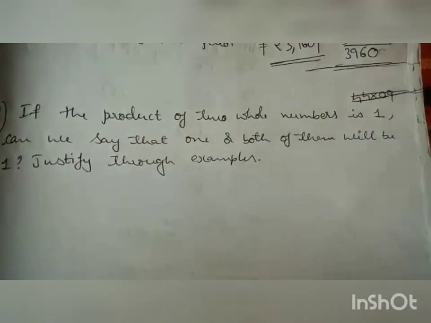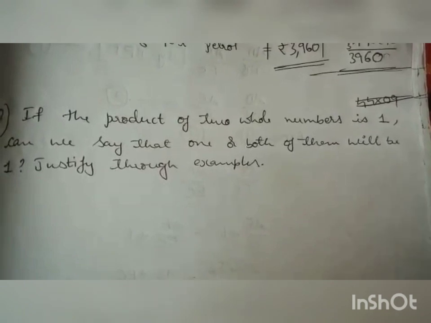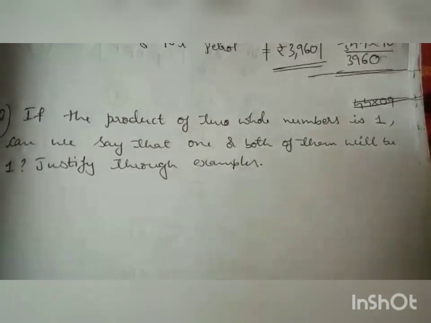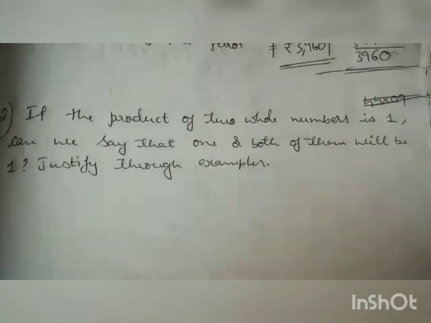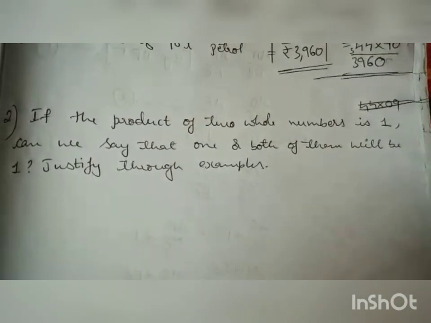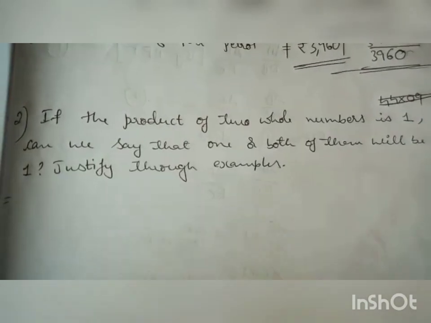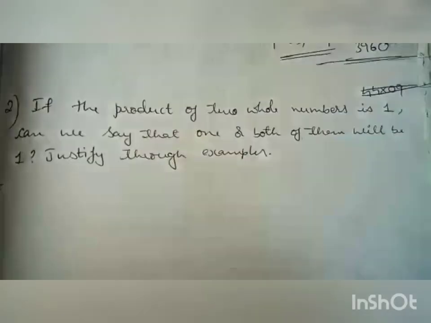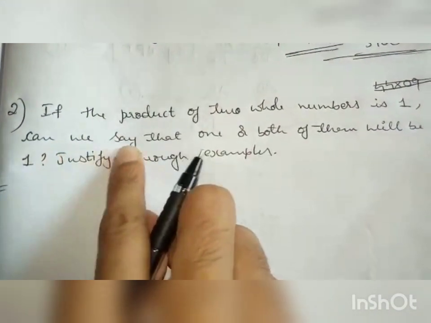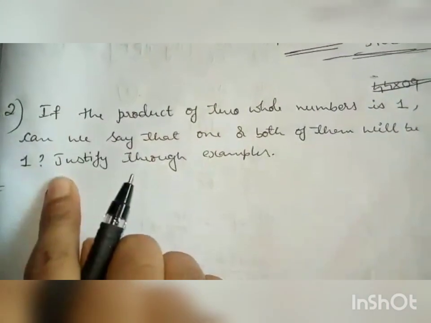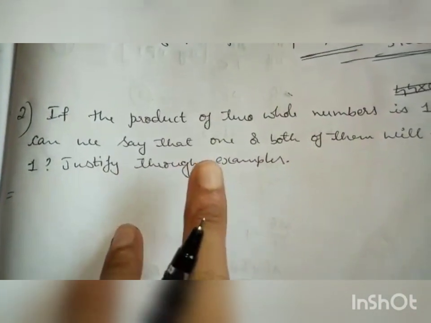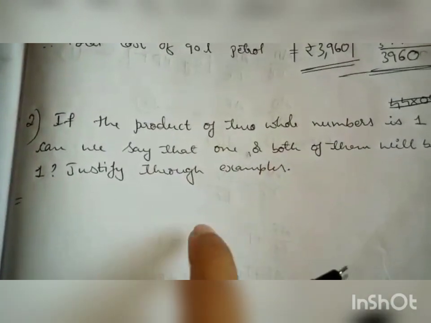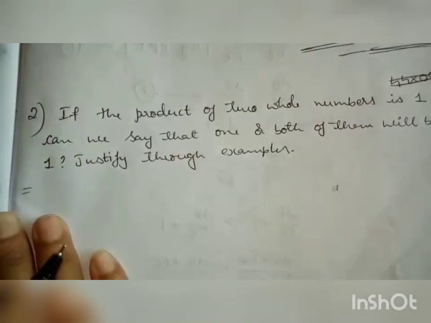So when will you get the answer as 1? Product means multiplying. When you add, after adding the answer is called the sum. After multiplying, the answer is called the product. So when you multiply you should get 1. They are saying, can we say that one or both of them will be 1? In those two numbers, either only one number should be 1 or both of them should be 1. You have to justify through example.